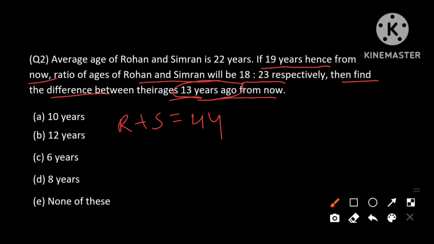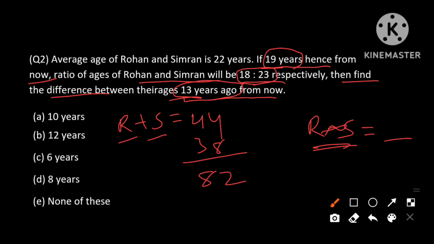We don't need to find the ages 13 years back of individual R and S. Why? Because the difference between their ages every time will be the same. So we need to directly find the value of R minus S, or S minus R. So here we have a ratio of 18:23 after 19 years from now. So plus 19 to this one and plus 19 to this one, total 38 is added. We get 82 after 19 years, saying that their ages are in the ratio of 18:23.